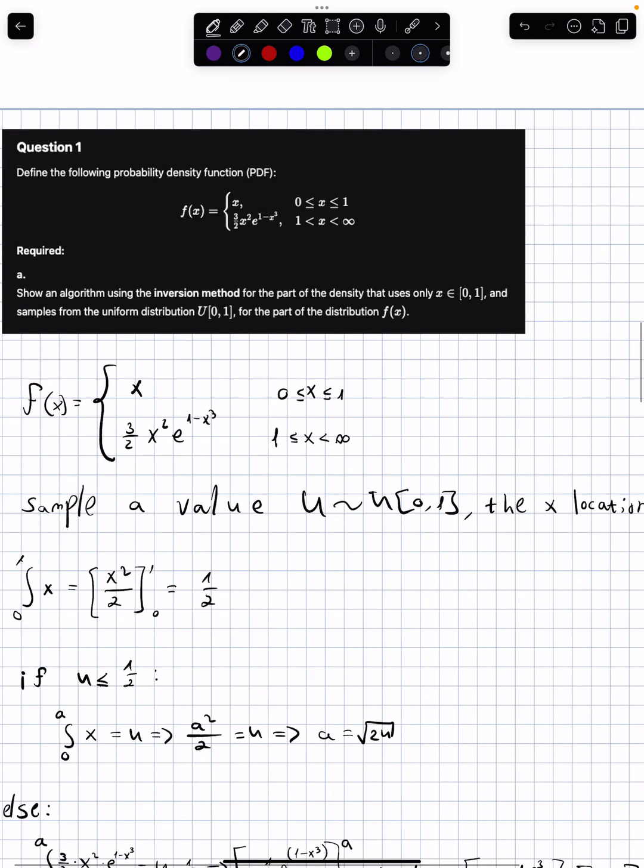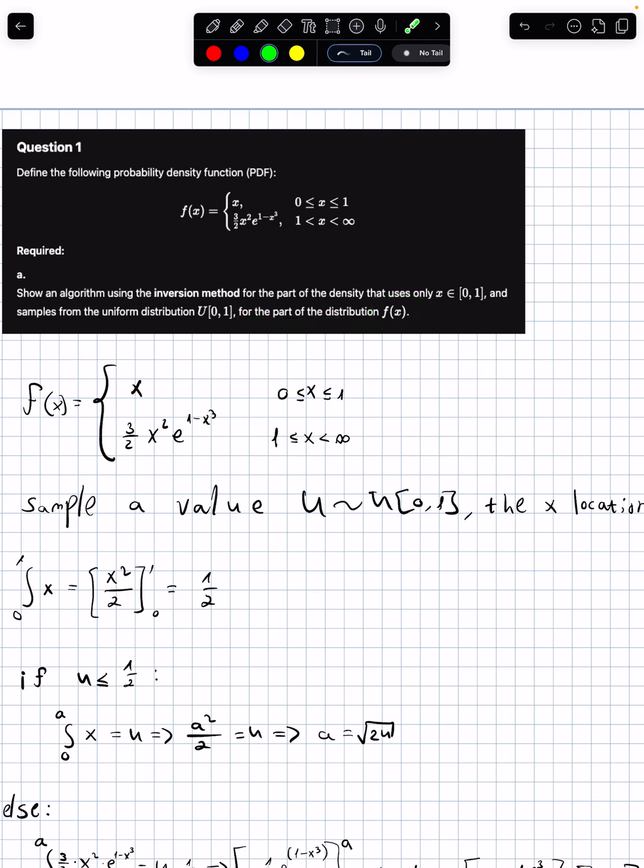Hey guys, I wanted to do a quick video about this question, and just note we're going to have follow-ups on this question, so hopefully you'll stay tuned. But anyway, with the question, define the following probability density function. This is the function, and we'll show an algorithm using the inverse method for the part of the density that uses only x between 0 and 1 and sample from the uniform distribution U(0,1) for the part of the distribution f of x.